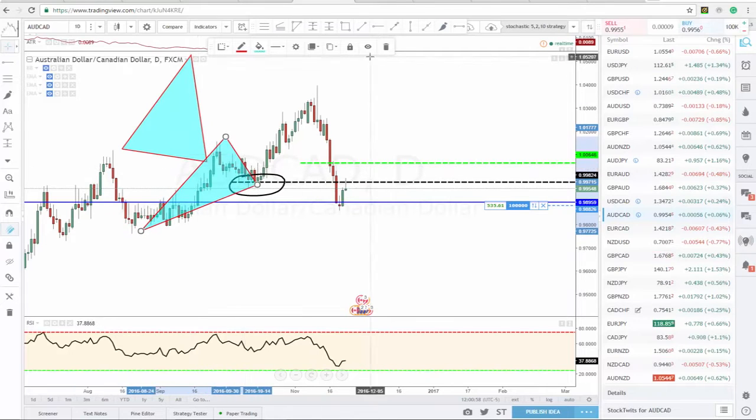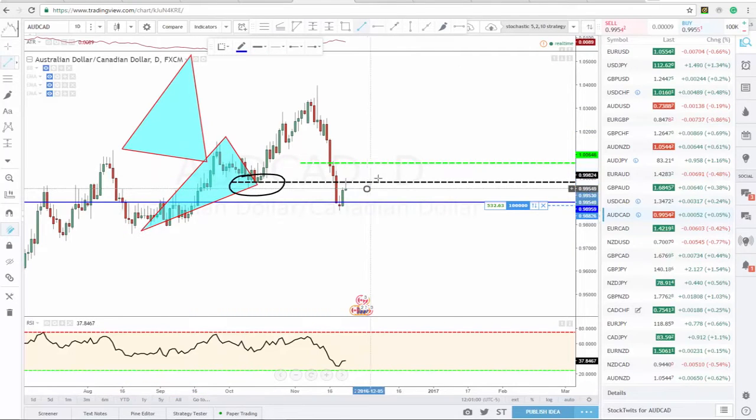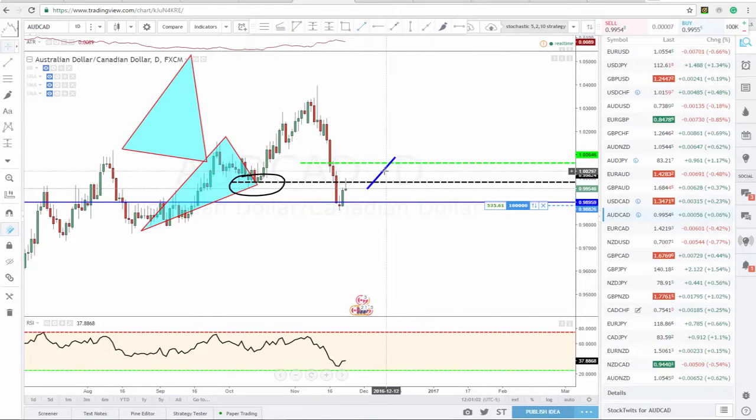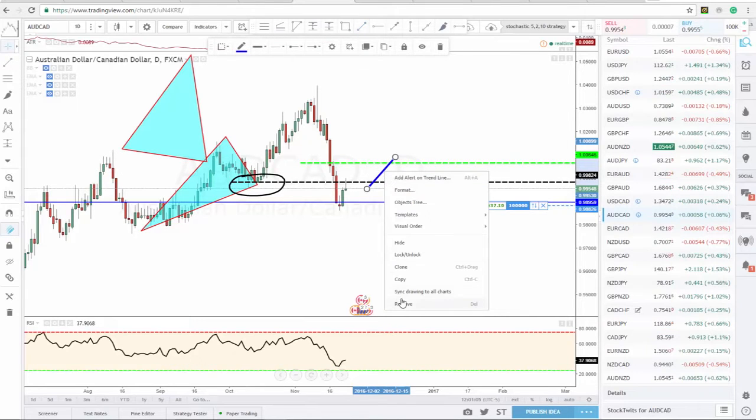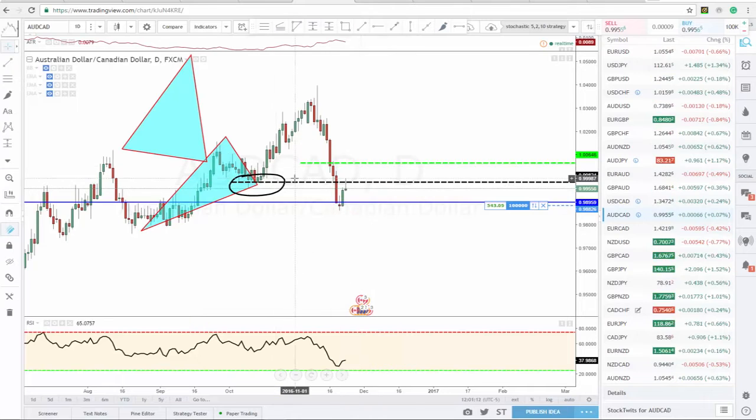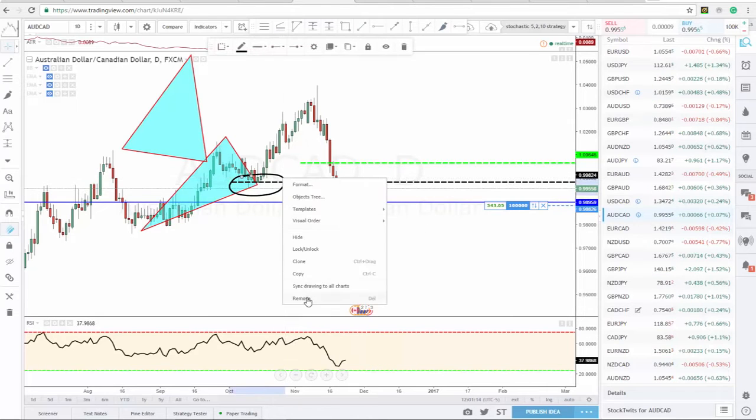And currently we're just waiting to see if this market can continue to go up and possibly hit that 382 cipher pattern target, which would be the third target, here on my Aussie Canada trade.